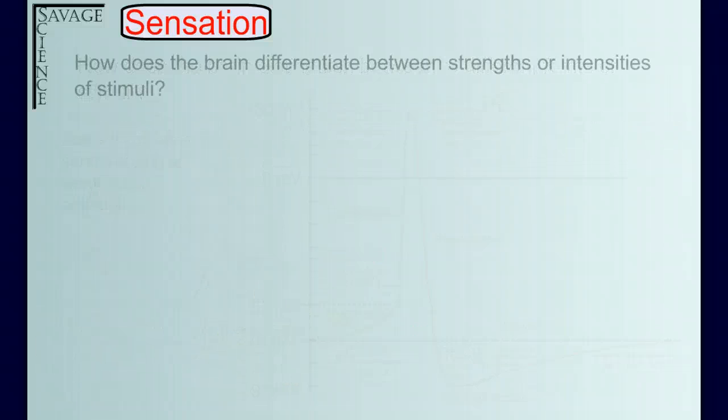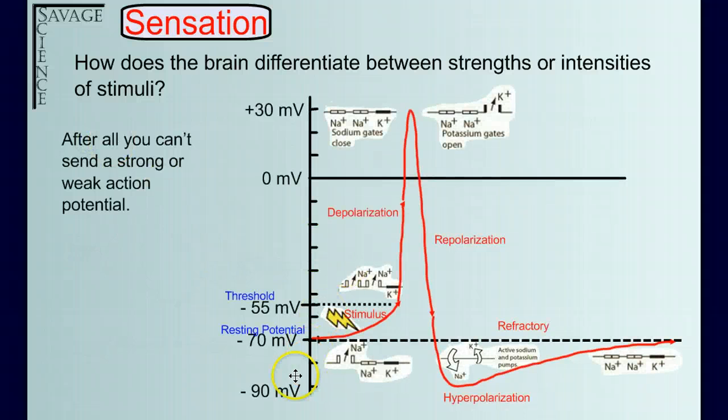Well, how does the brain determine between different strengths or intensity of the stimuli? After all, what we learned in our last unit is that an action potential is an action potential. It's an all or nothing event. There's no such thing as a strong neural impulse or a fast one or a slow one or a weak one. They're all the same.